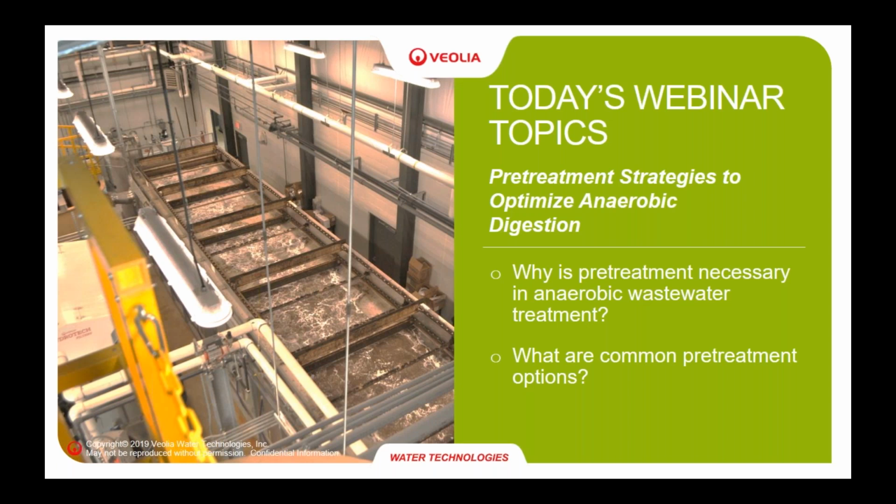In today's webinar, we're going to talk about pretreatment strategies to optimize anaerobic digestion. And we really want to optimize the digestion process in high-rate anaerobic wastewater reactors. Those are our UASB and EGSB type granular-based systems. And why is it necessary to pre-treat wastewater? That's the first thing we're going to talk about. And then the second thing is, how do you pre-treat it?